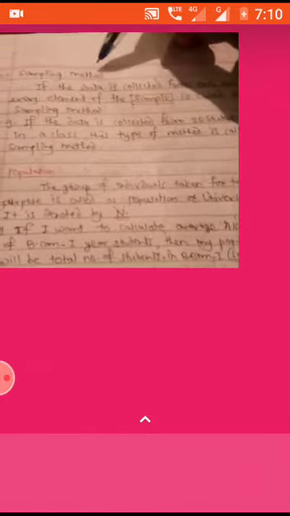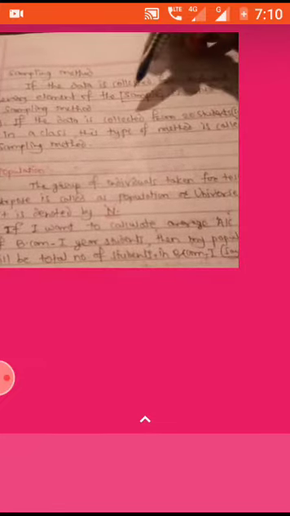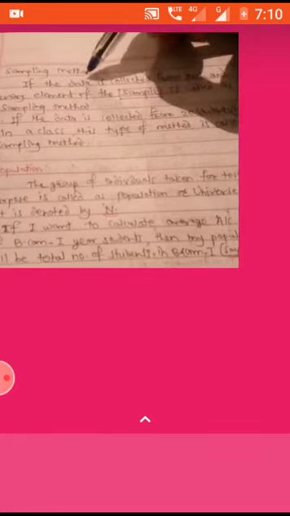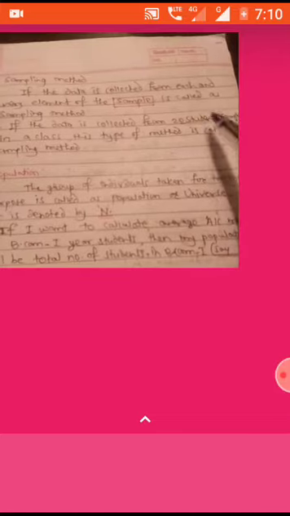And the second method is what? The sampling method. Here we use only the sample instead of the population. If the data is collected from each and every element of the sample, then this type of method is the sampling method. Suppose I collect this data from only 20 students, because this is our sample in a class. This is called the sampling method.